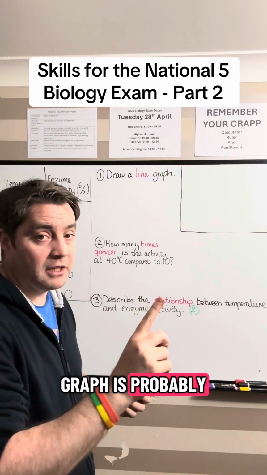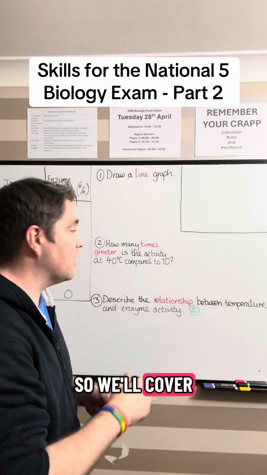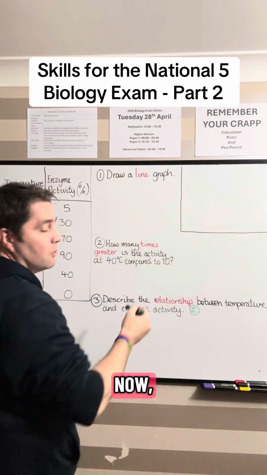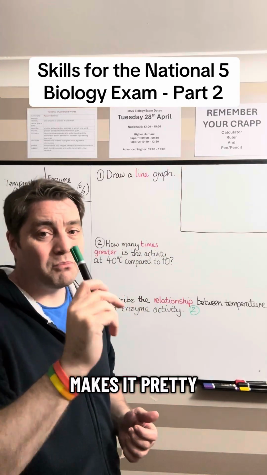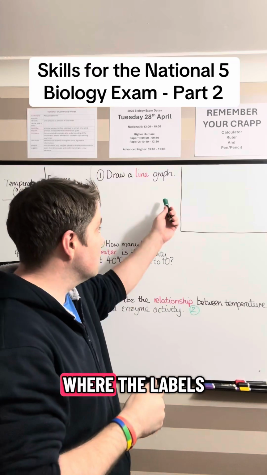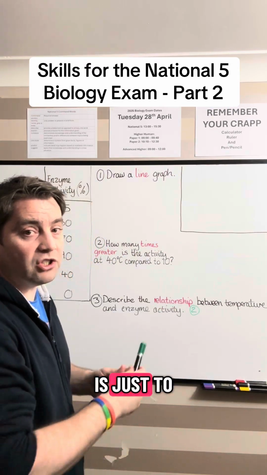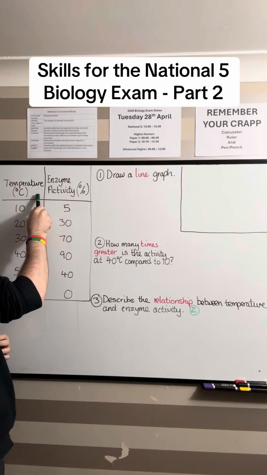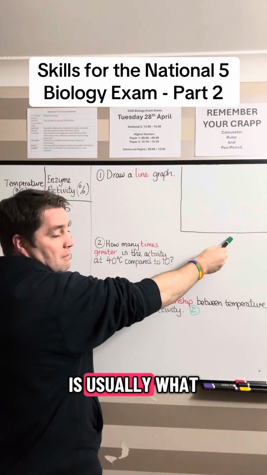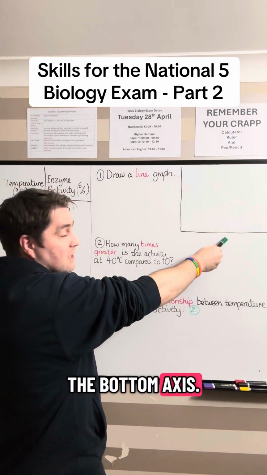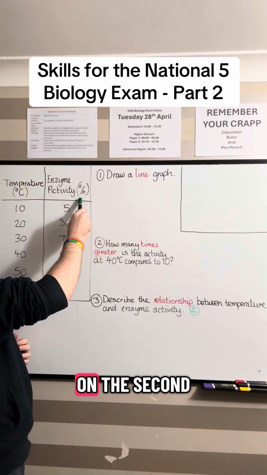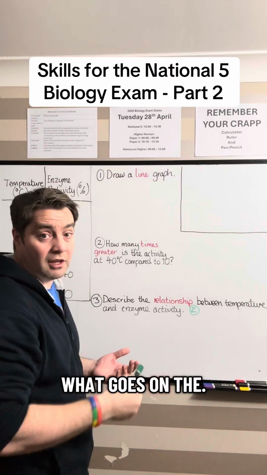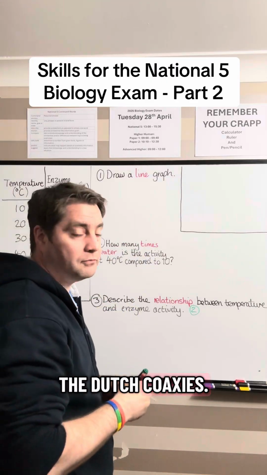Now the line graph is probably the trickiest of the three, so we'll cover how to do that one just now. So the first thing we need to do is we need to label the axes. Now a little rule that makes it pretty easy to decide where the labels go for the axes is just to look at your table. The column here on the left hand side, the first column, is usually what goes on the bottom axis, and the label on the second column of the table is usually what goes on the vertical axis, okay?